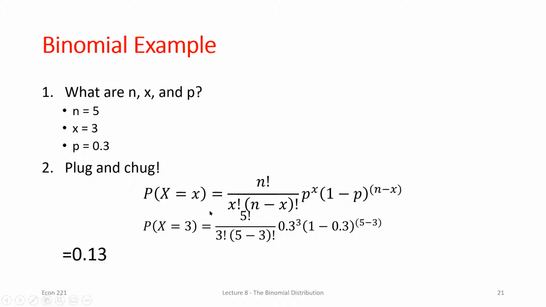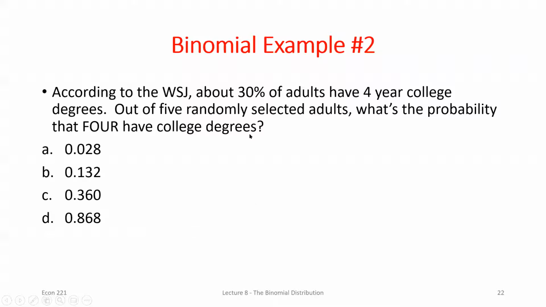So that's where we left off, this idea of how we identify these three pieces of information and then plug them into our binomial function. So here we get that the probability that x is equal to 3 is 0.13. The next question is everything's exactly the same, but I want to know the probability that 4 of these people have a degree. I'm going to jump the gun a little bit and allude to something we'll talk about in more detail later.